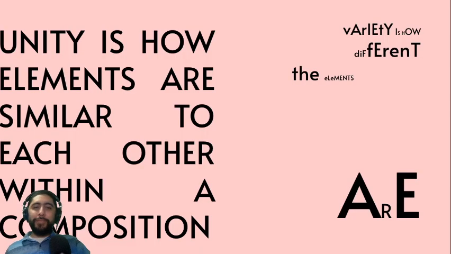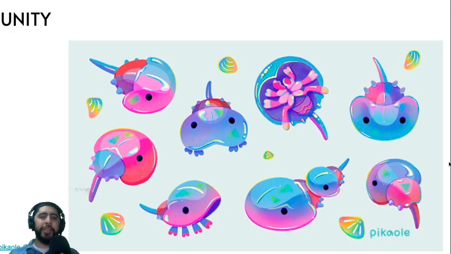Unity and variety. Unity is how a bunch of elements are similar to each other, and variety is how they're different. Like this, for example: same font, same size. This one is the same font, but different sizes. So this is unity. These are all horseshoe crabs.